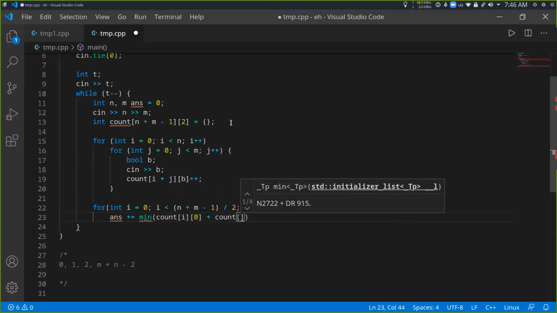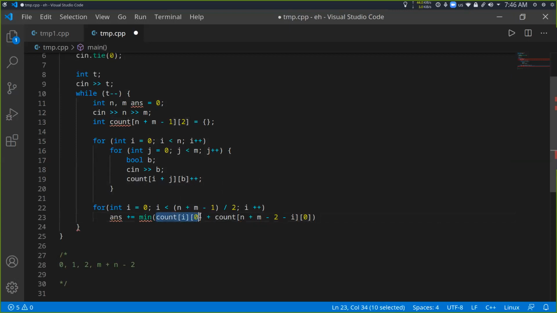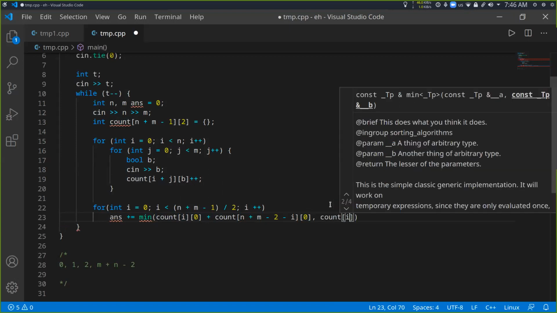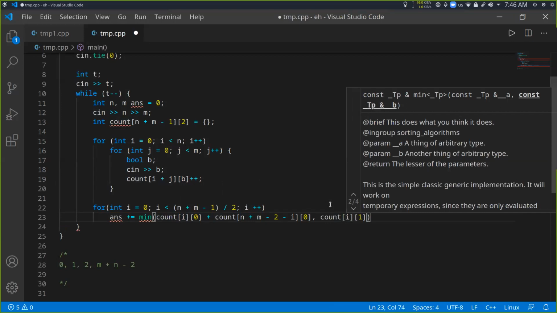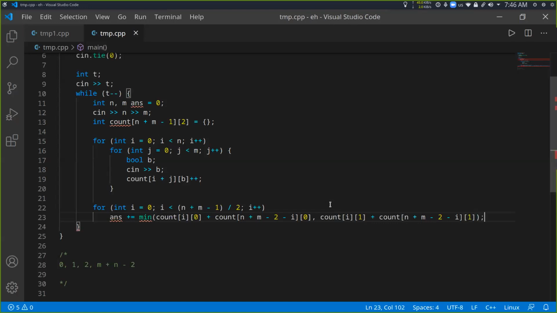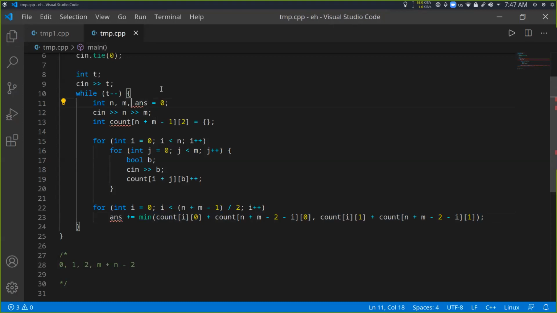plus count of n plus m minus 2 minus i of 0. So I'm taking the number of zeros in these two corresponding diagonals, or the number of ones: count of i of 1 plus count of n plus m minus 2 minus i of 1. And that's it. That's how we calculated the answer.